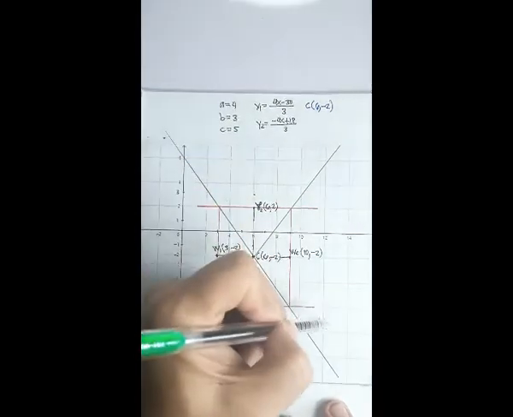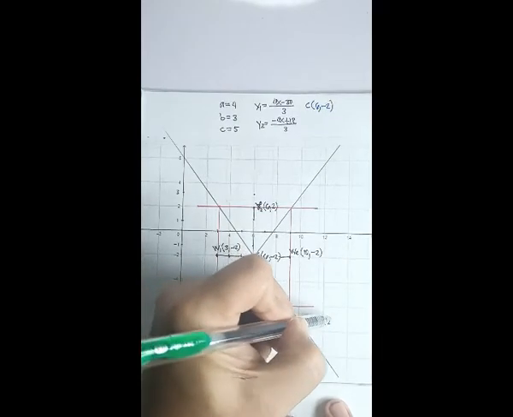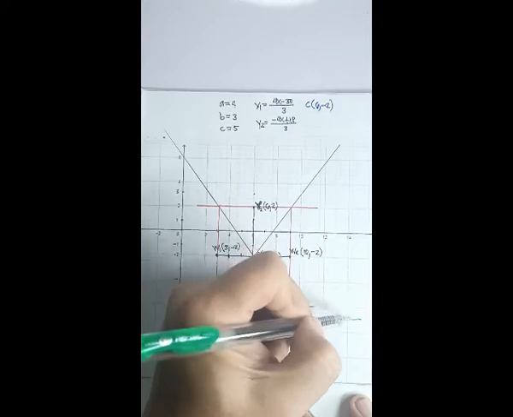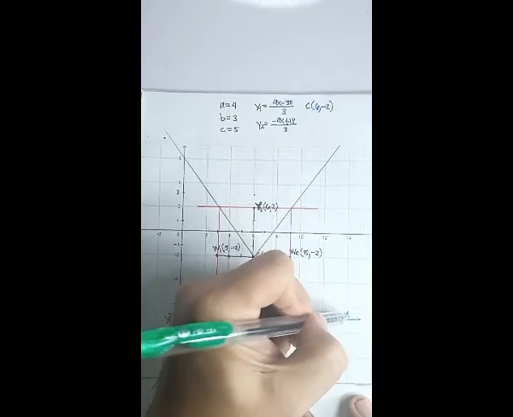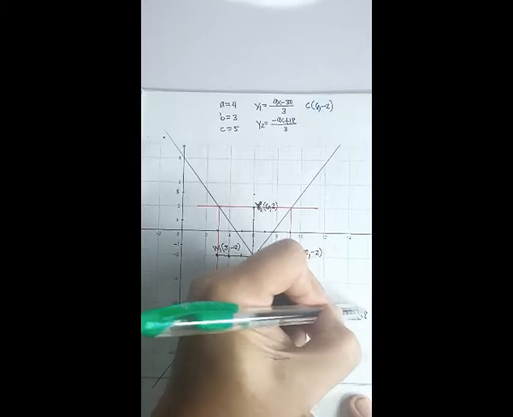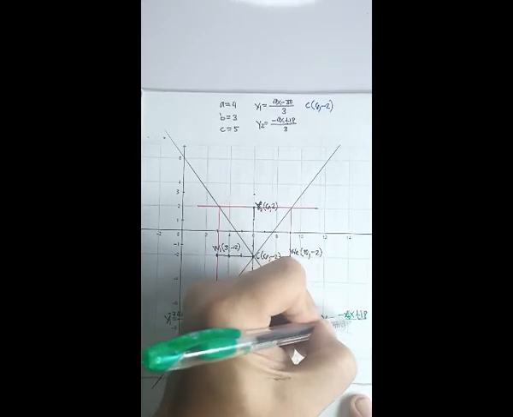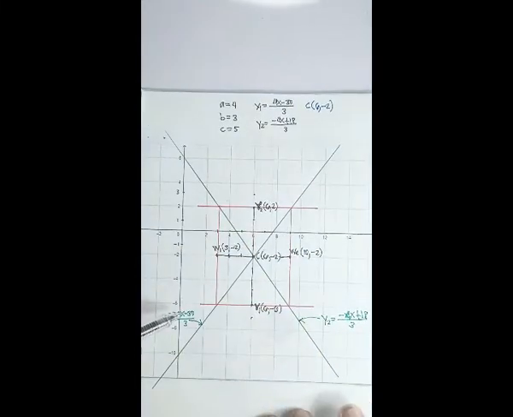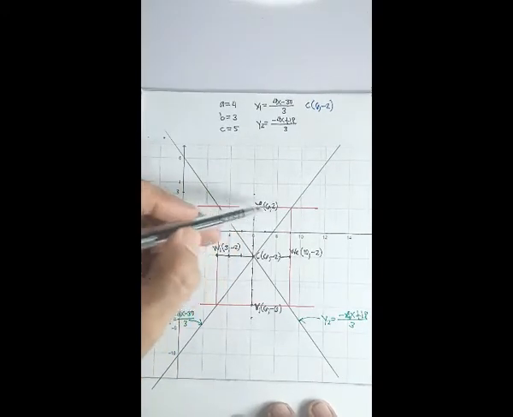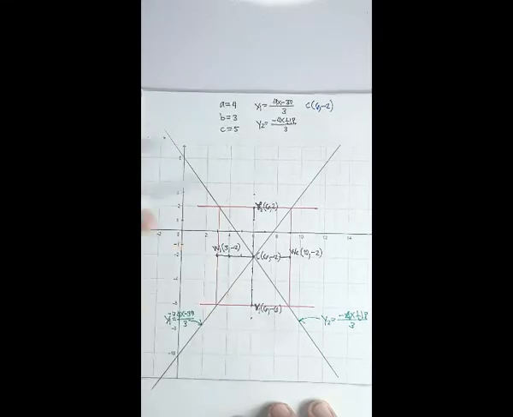Mao siya atong y2 nga minus 4x plus 18 over 3. Okay? So naa na tay auxiliary rectangle, then naa na tay asymptotes. Atong madrawing na ron ang atong hyperbola.